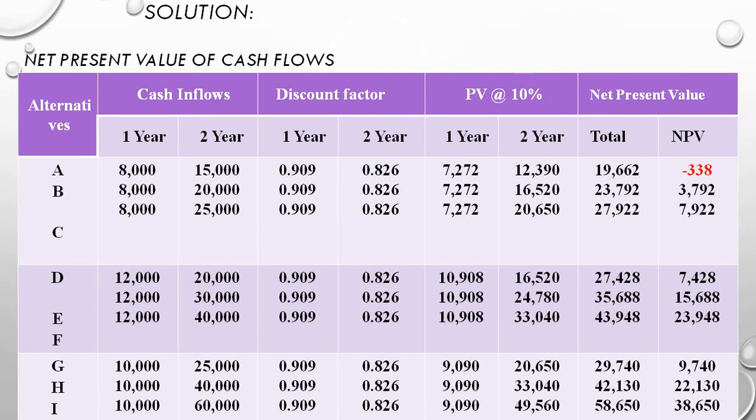It is 19,662. And NPV for the alternative A is minus 338. NPV for B is 3,792. NPV for C is 7,922. For D, 7,428. For E, 15,688. For F, 23,948. For G, 9,740. For H, 22,130. For I, it will be 38,650.